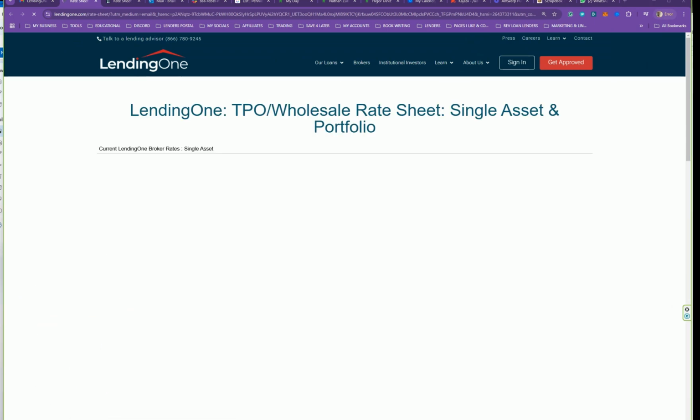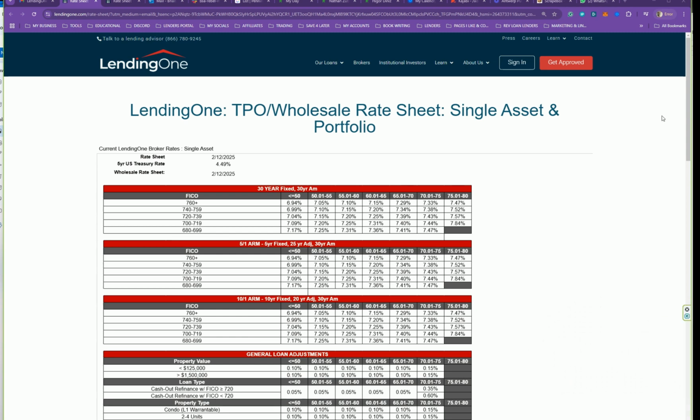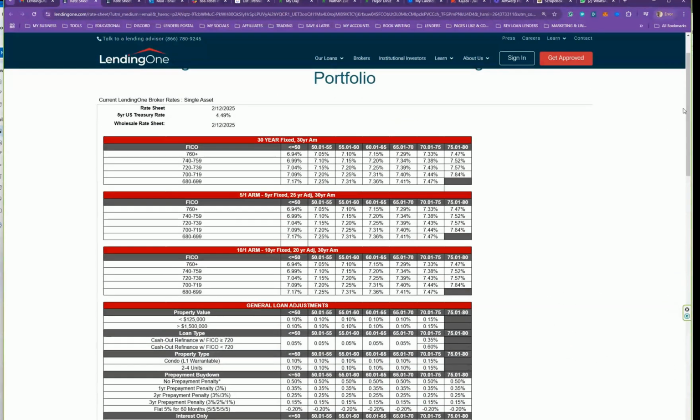Lending One is the name of the lender. We're going to move my face out of the way, and we're going to just kind of go over this rate sheet. A few things to keep in mind. Of course, we're looking at mortgage rate sheets, so the terminology used on here is going to be based on mortgages. You're going to hear words about LTV.